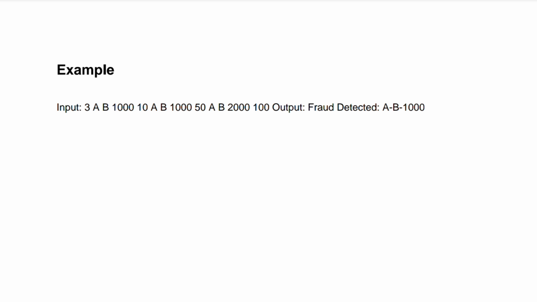So don't make common mistakes like comparing with all previous transactions. Compare with the last transaction only. Don't compare all previous transactions. And not updating the timestamp is a mistake.